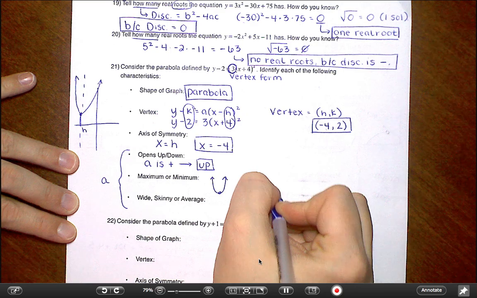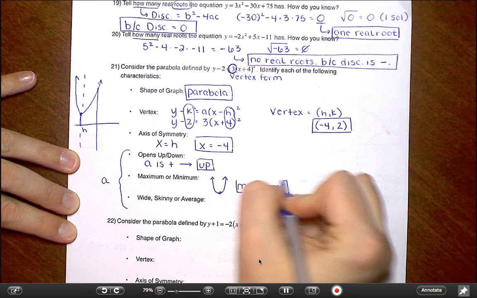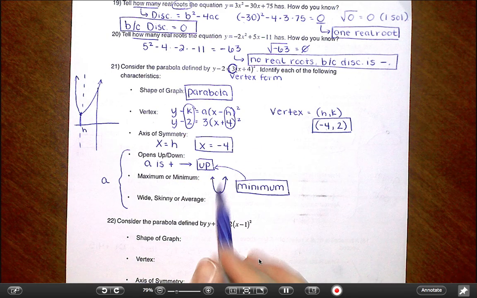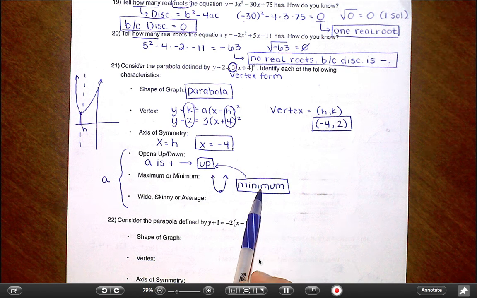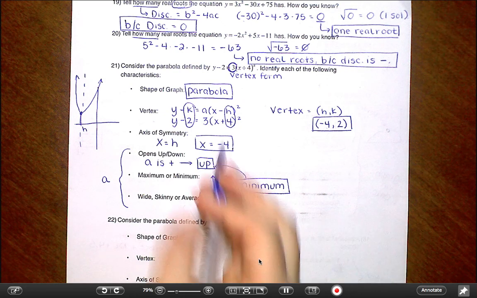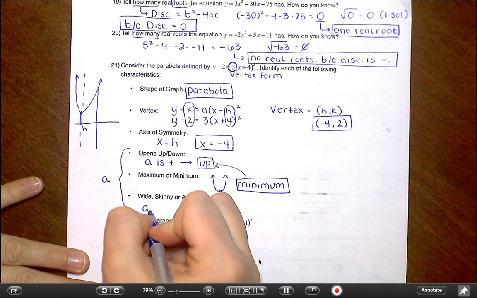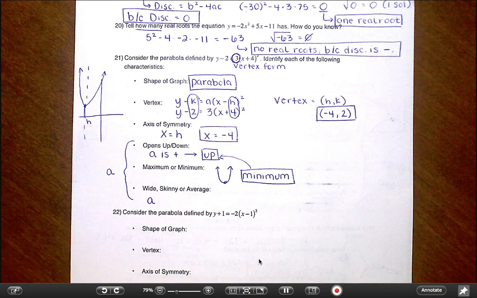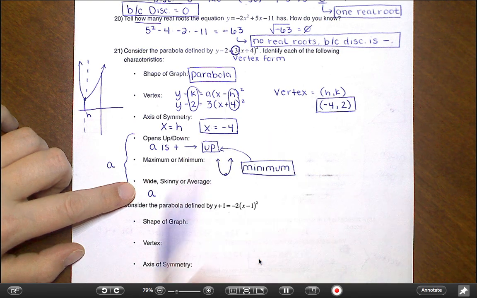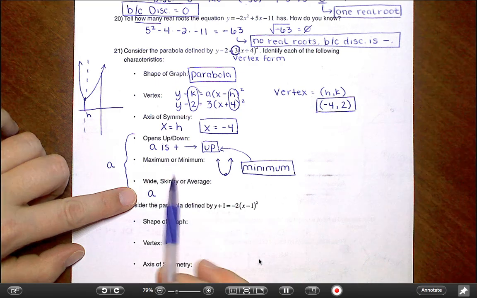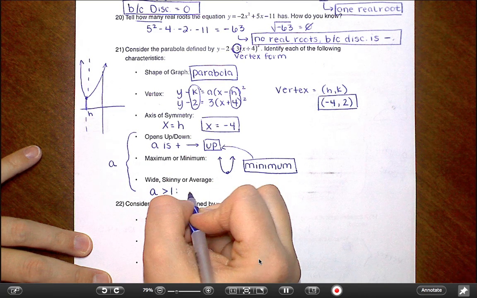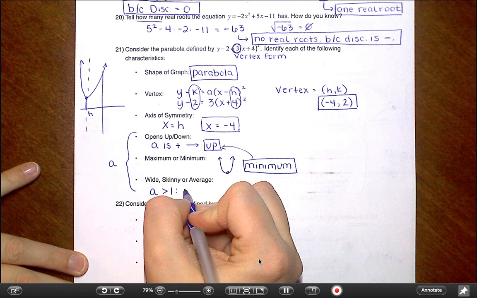And we knew that because we knew the answer to that last question. We knew that this was up. I wouldn't, again, try to memorize that. I would just think if it opens up, this is what it looks like, and then this point would be a minimum point. And then wide, skinnier, average. That's when you look at the A value. And technically, you're looking at the absolute value of A. That sounds complicated. You're looking at A, but ignoring whether it's positive or negative. The positive or negative is what controls this up here. So I'm just looking at my A value. And if A is bigger than 1, it's growing 3 times as fast, which is going to make it look skinnier.